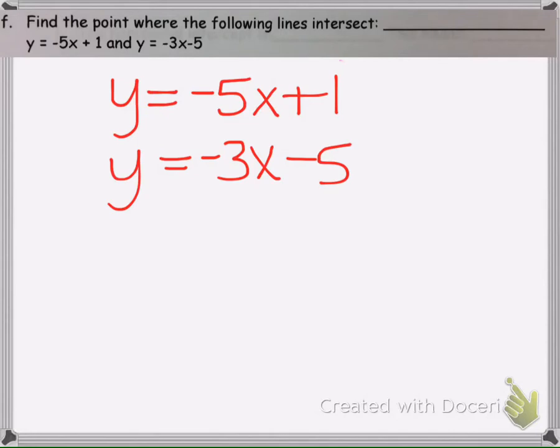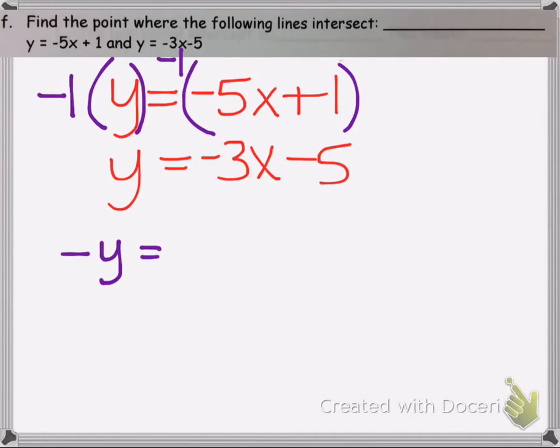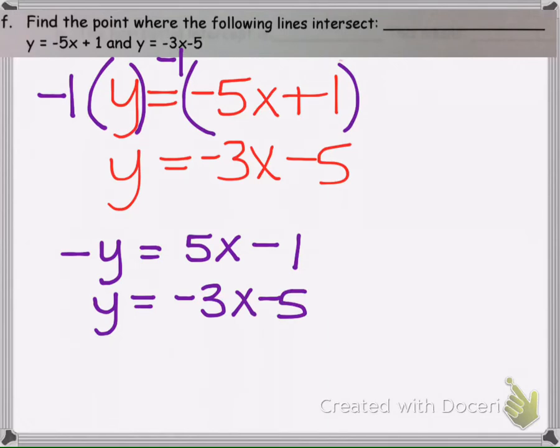The easiest way would be to multiply both sides of one of the equations by negative 1. By doing that, we now have negative y equals 5x minus 1 when we multiply everything by negative 1. The second equation remains the same. Now we have opposites here: negative 1y and positive 1y, they're opposites. So now we are ready to add and solve the equation.